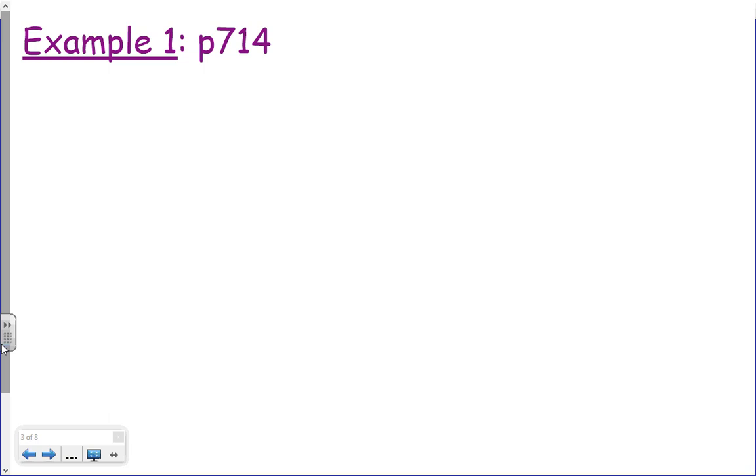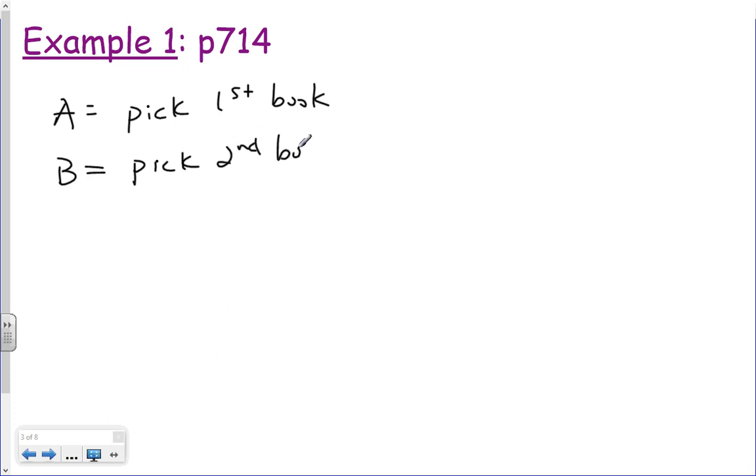So let's talk about the 3 events that we've got going on here. Event A is arranging the first book, or picking the first book that we're going to put on the shelf. That's the first thing we've got to do. Once we have that one put on the shelf, then we can pick the second book. That's the second event. And since we're going to put 3 books on the shelf, we have a third event, which is to pick the third book. Those are the 3 events that we've got to take care of here.